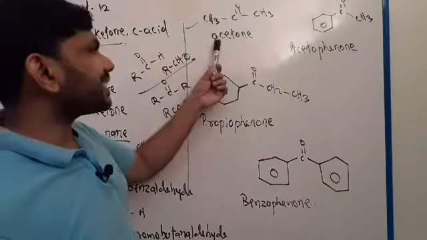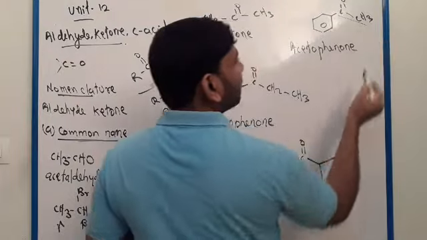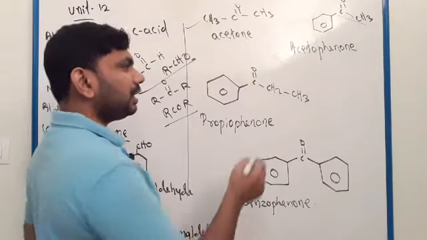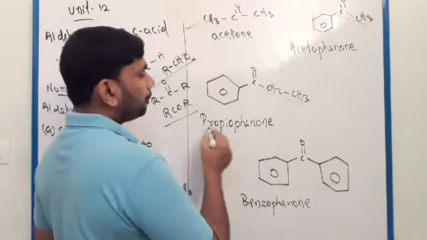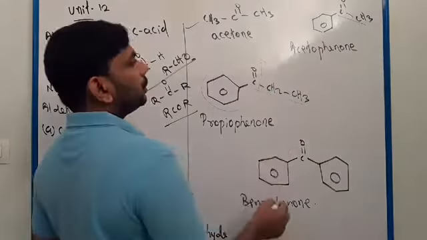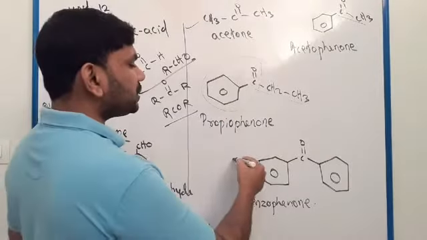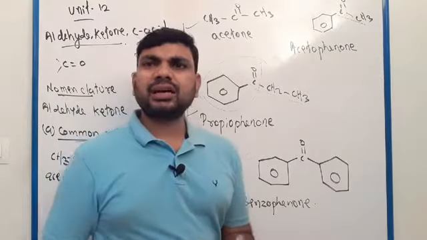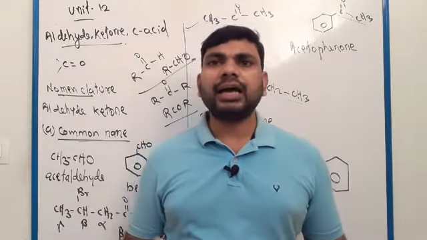Here this is acetone, and this is acetophenone. This part has 1 carbon, so acetophenone. Here there are 3 carbons, so propiophenone. This part we call phenone. This is propiophenone, this is acetophenone, this is acetone, and this is benzophenone, with benzene rings. So these are the general common names for aldehyde and ketone.